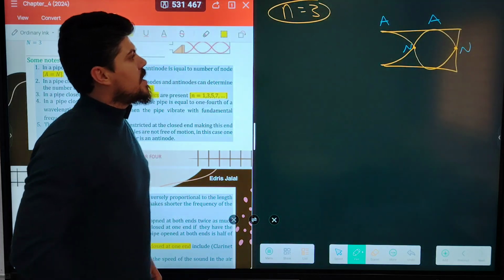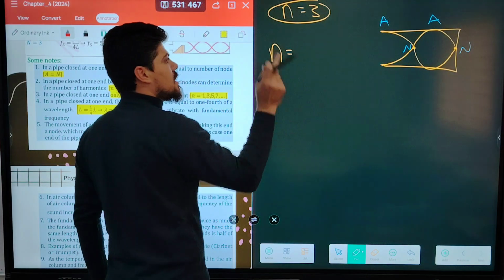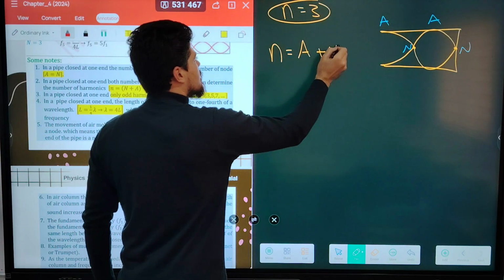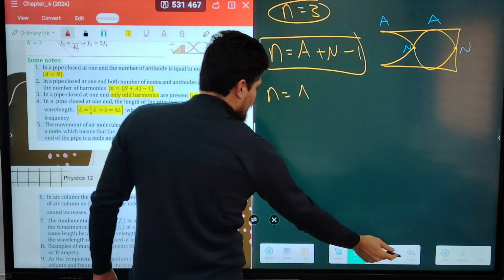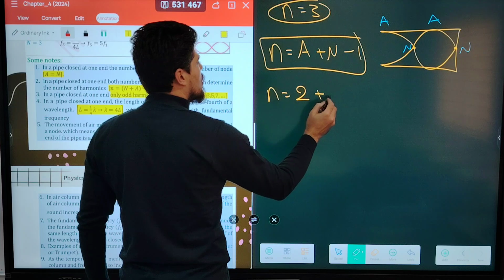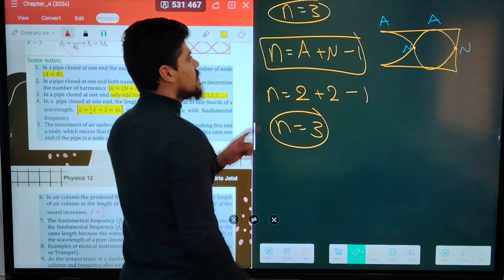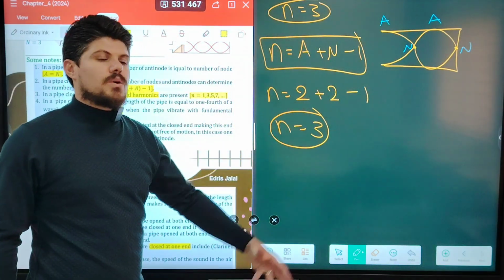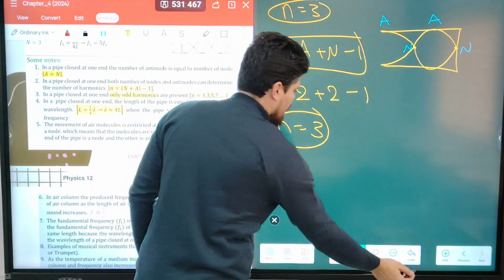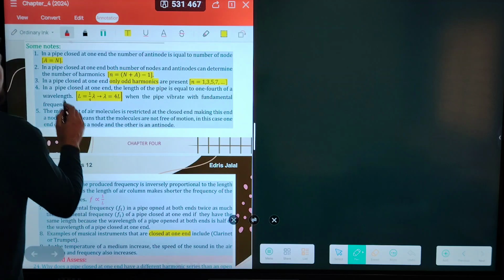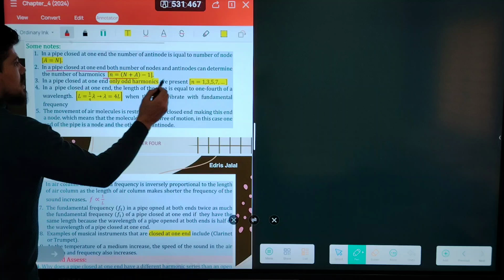How do you know this is n equal to 3, the third harmonic? Because to find the number of harmonics in a closed pipe, it is antinodes plus nodes minus 1, always. Number of antinodes, 2. Number of nodes, 2. 2 plus 2 is 4, minus 1 is 3. So this is the third harmonic. For the fifth harmonic, you have to do the same process. But we don't have n equal to 2, n equal to 4 and the even harmonics. In a pipe closed at one end, both the number of nodes and antinodes determine the number of the harmonic, as I explained for you. Okay?